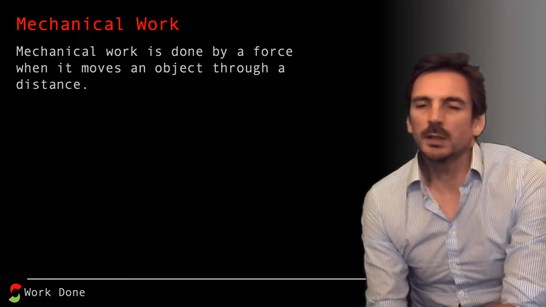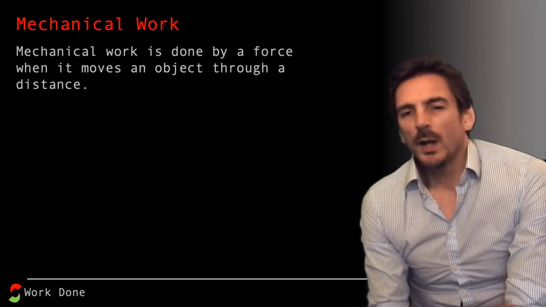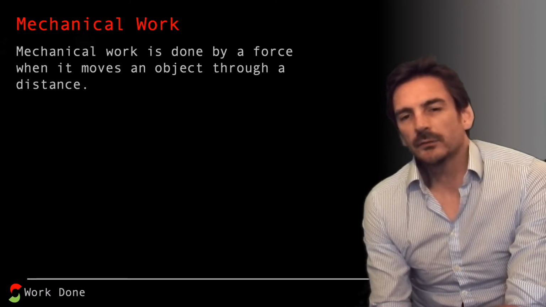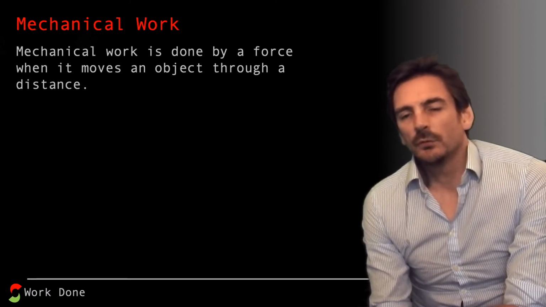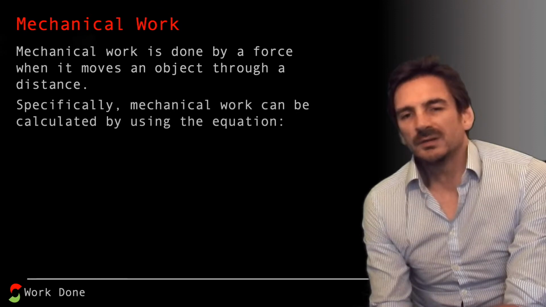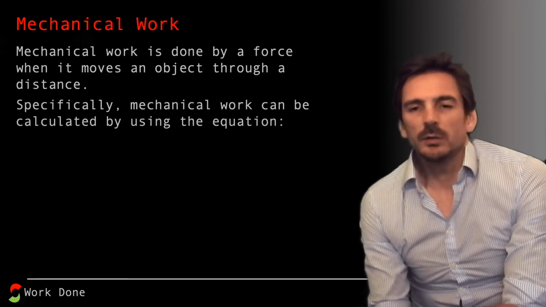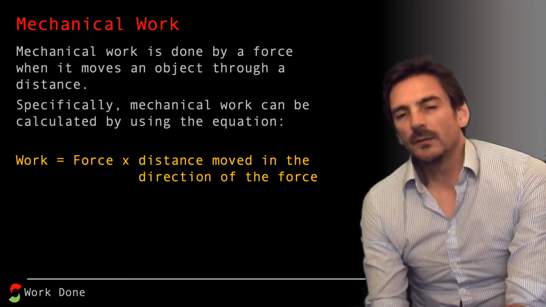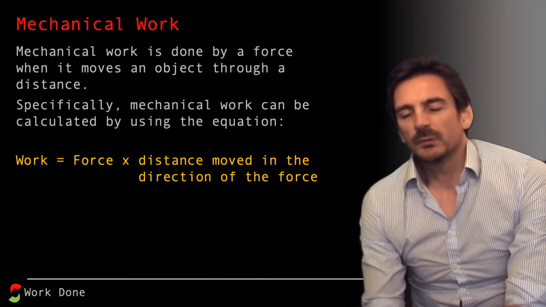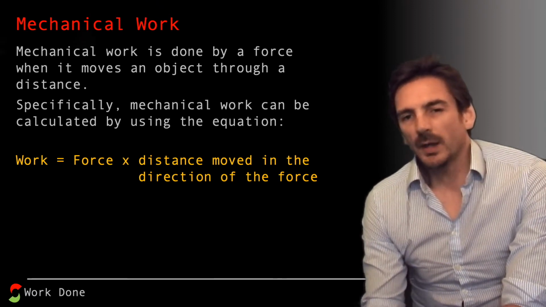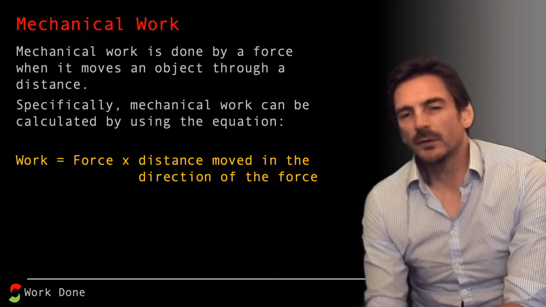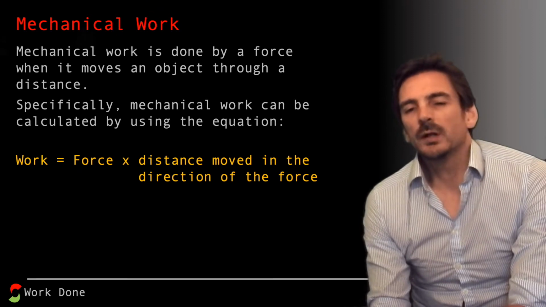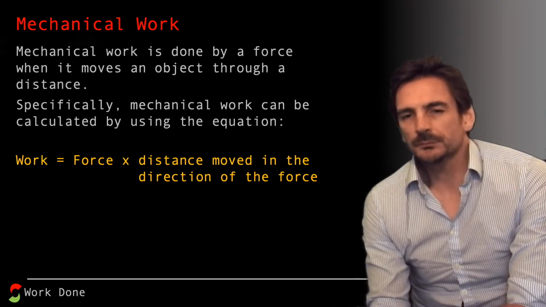So let's have a look at what mechanical work is. Well, mechanical work is done when any forces are exerted on objects, and specifically it's done when a force is exerted on an object over a certain distance. So we can use work is force times distance moved in the direction of the force, which seems like a very complicated way of saying force times distance, but it's very important that you are aware that it's distance moved in the direction of the force.